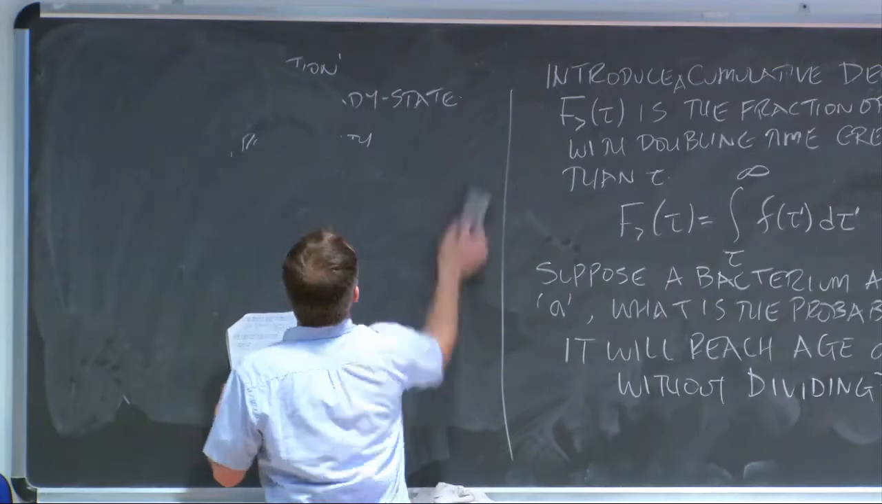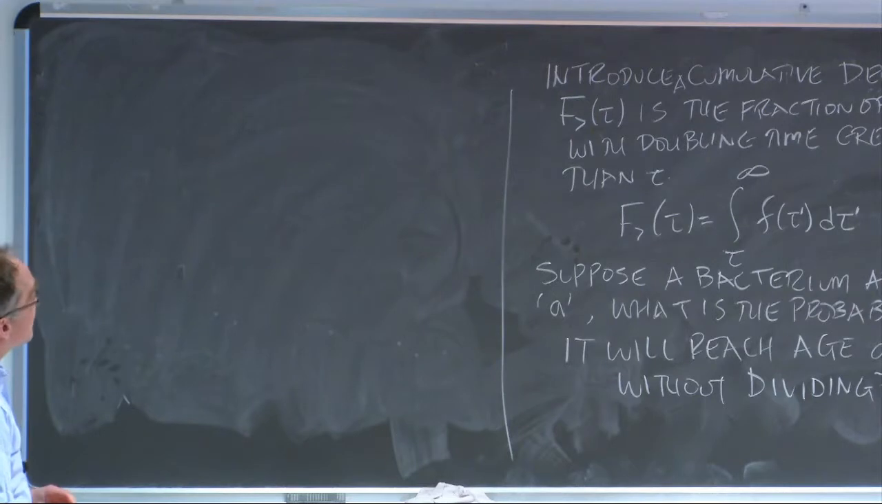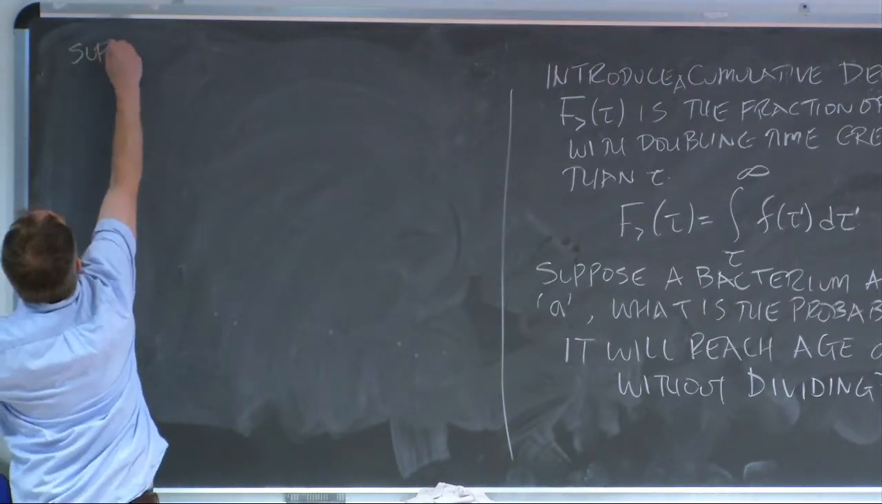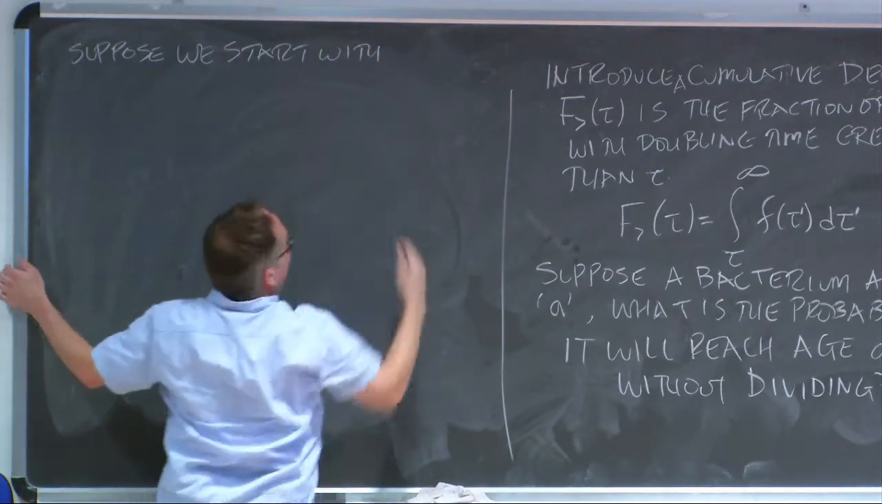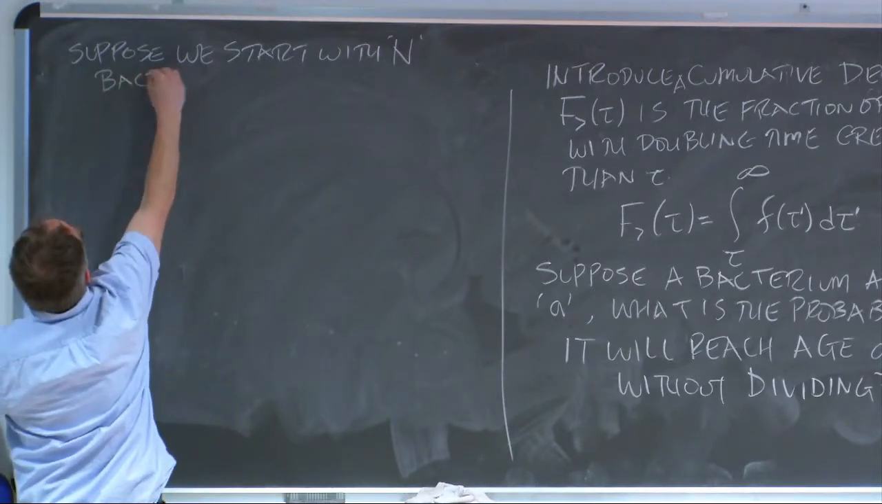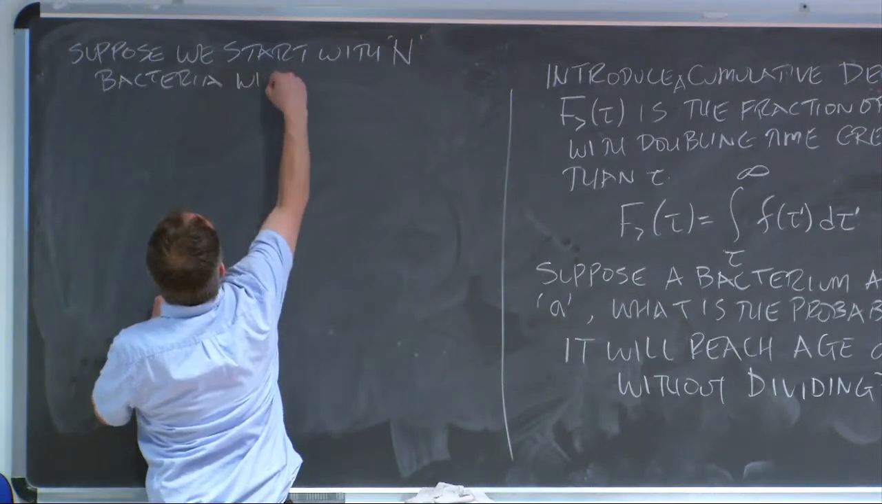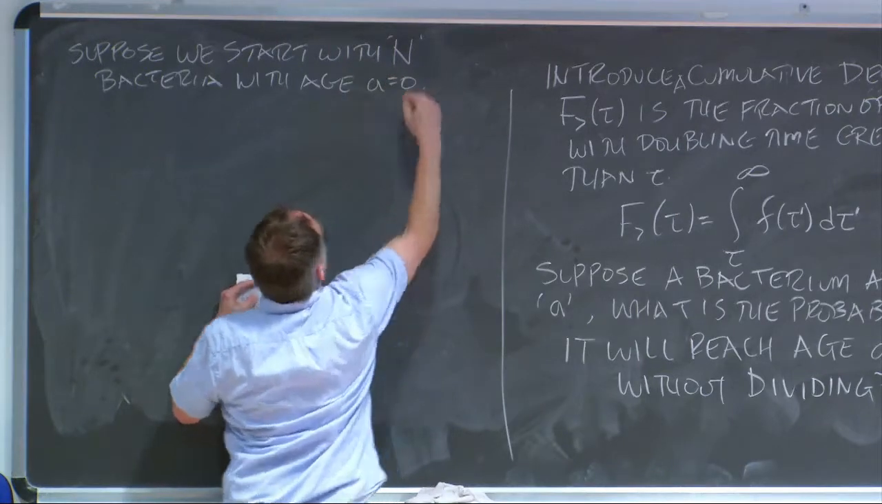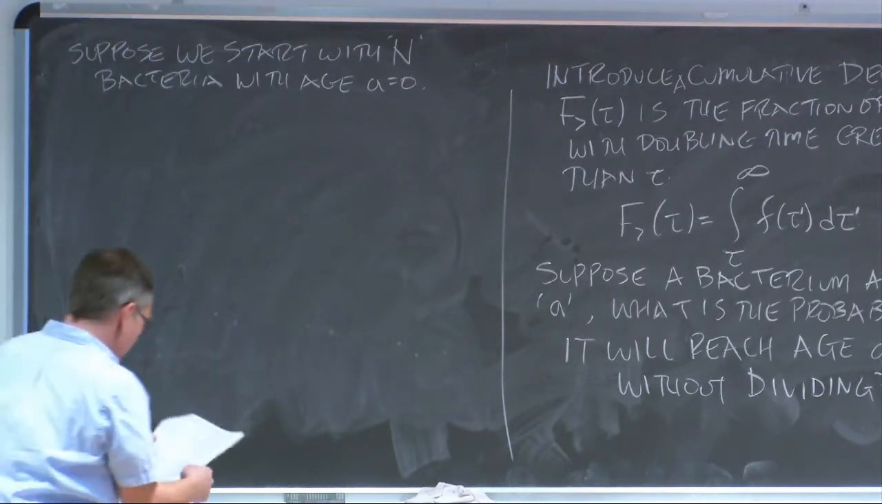So now suppose we start with N bacteria with age zero. So we have a perfectly synchronized initial population. Now I want to ask how we can rewrite that fraction in terms of this exponentially growing population.